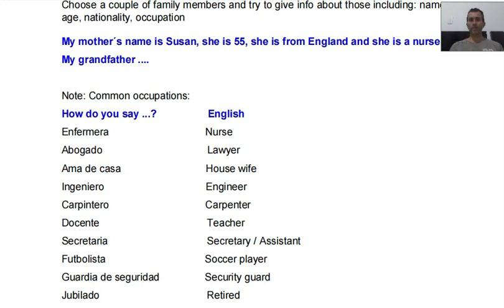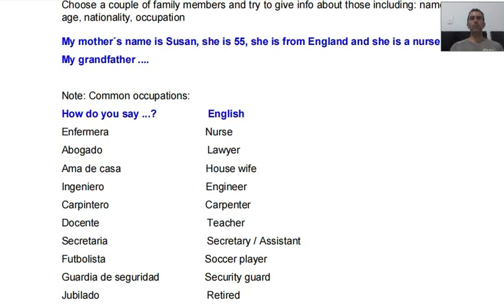¿Ok? Entonces vamos a revisar la pronunciación de las profesiones. Enfermera o enfermero es nurse. En muchos casos, la mayoría, una sola palabra es general o aplica para los dos, sea el masculino o el femenino. Enfermera, enfermero, nurse. Abogado, abogada, lawyer. ¿Ok? Vamos a mirar la pronunciación.